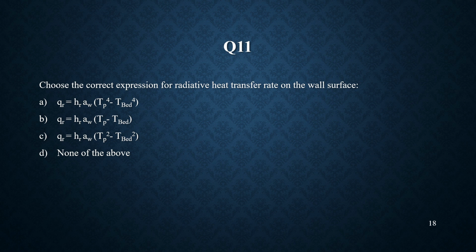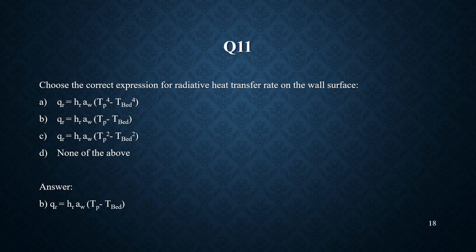So I mentioned earlier itself that we are dealing with the radiative heat transfer, for which we need to keep in mind the Stefan-Boltzmann constant or Stefan-Boltzmann law. There we would be using temperature to the power of 4. So on remembering that itself, we need to pick the answer as option A. QR is equal to HR into AW into TP power 4 minus T bed power 4, that is particle temperature to the power of 4 minus bed temperature to the power of 4. So I hope it is clear. Now we'll go to question 12.